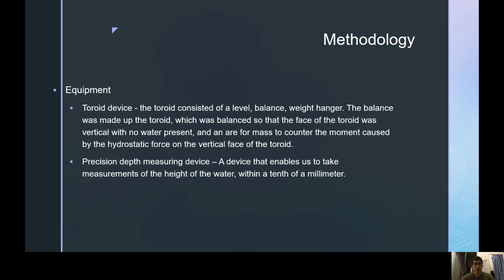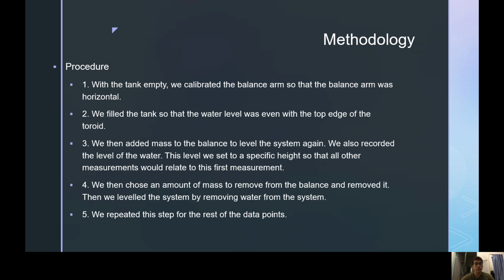A device that enables us to take measurements of the height of the water within a tenth of a millimeter. Procedure. With the tank empty, we calibrated the balance arm so that it was horizontal. We then filled the tank so that the water level was even with the top edge of the toroid. We then added mass to the balance to level the system again. We also recorded the level of the water. This level was set to a specific height so that all other measurements would relate to this first measurement.